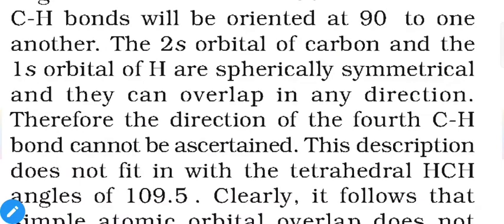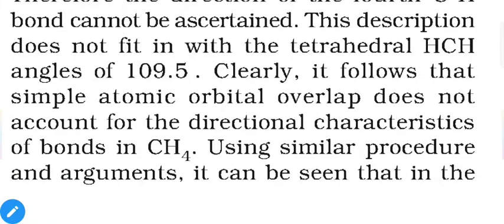The 2s orbital of carbon and the 1s orbital of hydrogen are spherically symmetrical and they can overlap in any direction. Therefore, the direction of the fourth C-H bond cannot be ascertained. This description does not fit with the tetrahedral HCH bond angle of 109.5. Clearly, it follows that simple atomic orbital overlap does not account for the directional characteristics of bonds in CH4. That means they must rearrange themselves, or there will be some other factors as well.